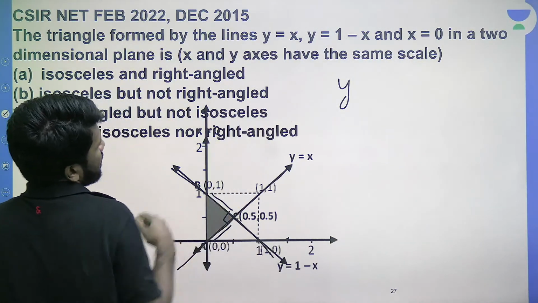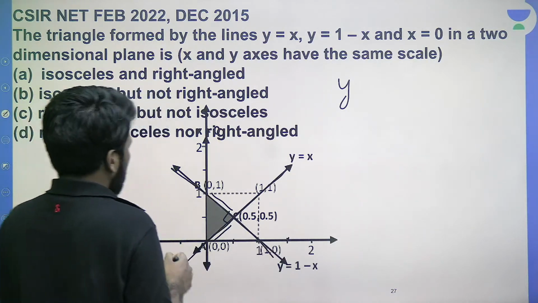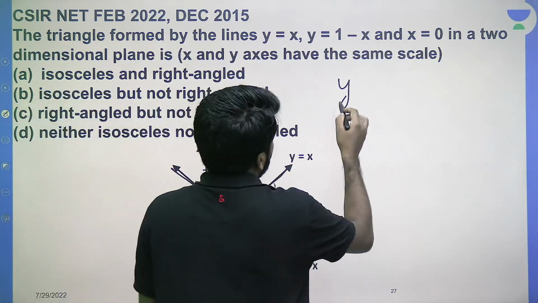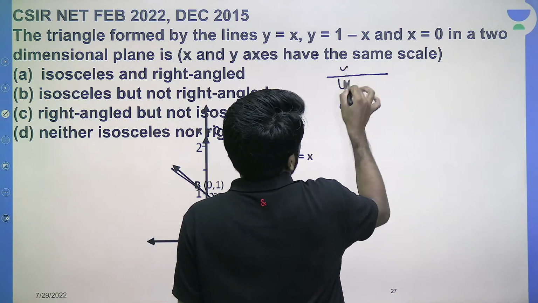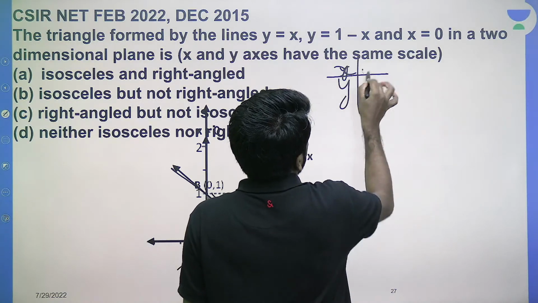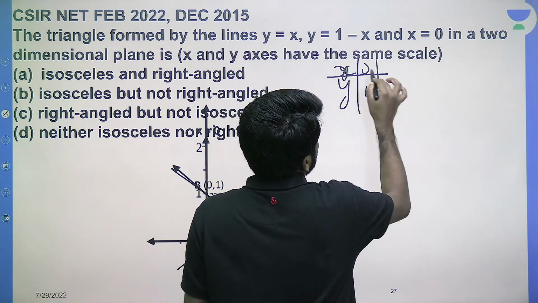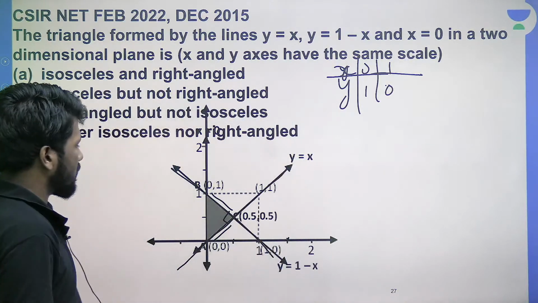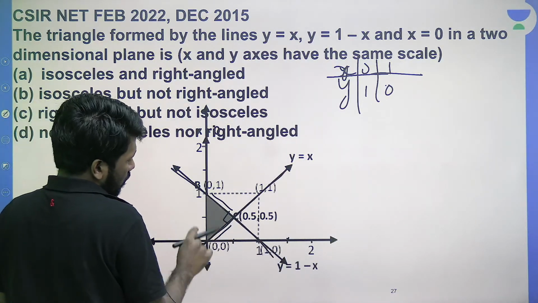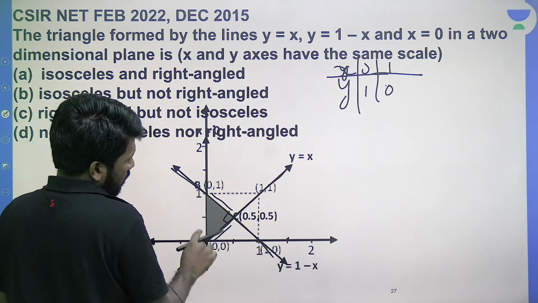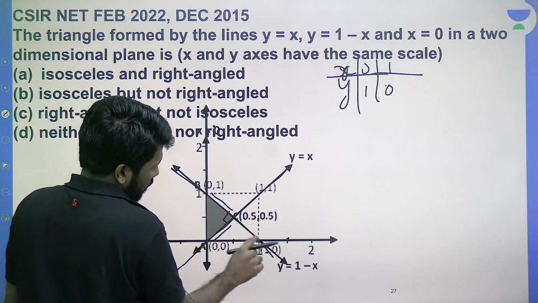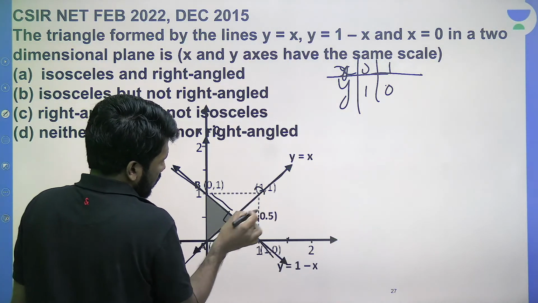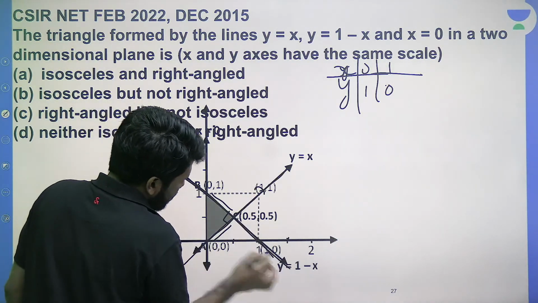Y is equal to 1 minus x means x plus y is equal to 1. You can put some sample values if you have doubt. X का value 0 assume किया तो y 1 हो जाएगा. X का value 1 assume किया तो y 0 हो जाएगा. वो दो value से ही 0 1, 1 0. So you can plot it like this.